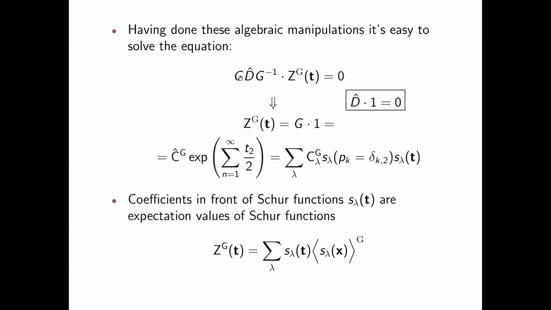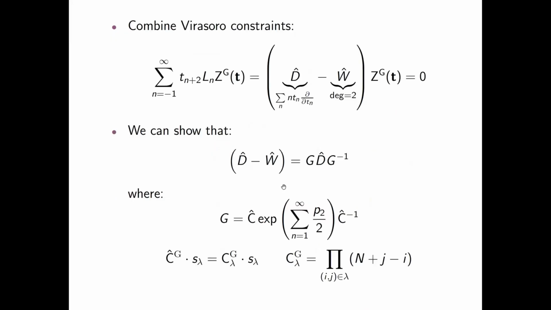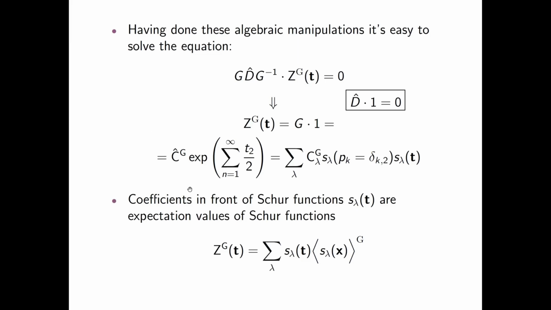Since the only object of grading 0 is the constant function, we immediately show that this partition function is an action of this G operator on the identity. I apologize for having G for Gaussian and G for the operator, but there are just so many letters. And then from the form of this G operator, we immediately reconstruct a solution of this kind.